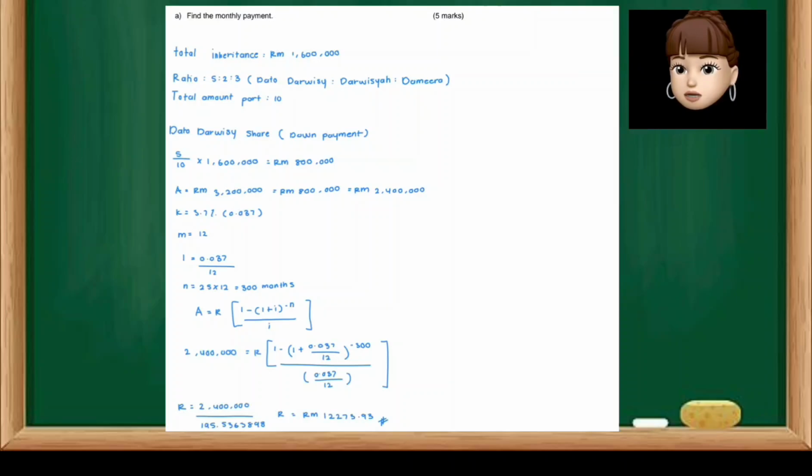To find the monthly payment, we substitute all these values into the present value of annuity formula. After calculating the entire formula bracket, we get a value of 195.5363898. Finally, by dividing Rm 2.4 million by 195.5363898, we get our monthly payment of Rm 12,273.93. So that's all for this question.